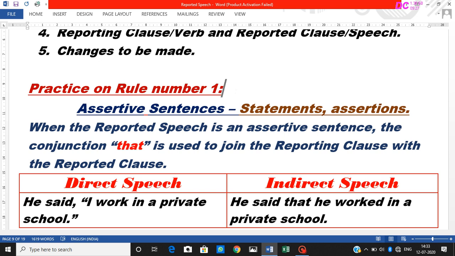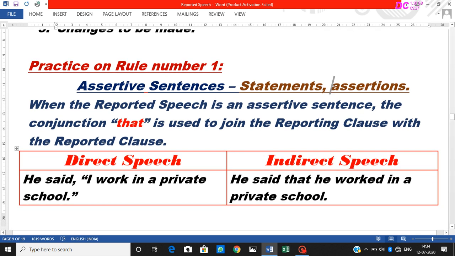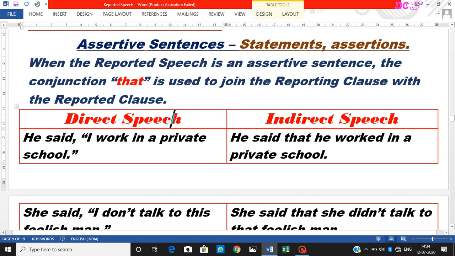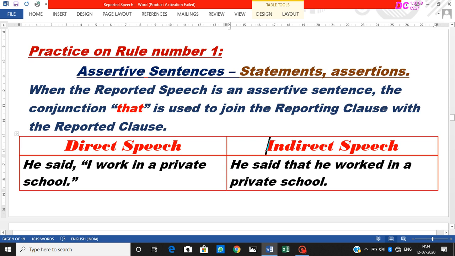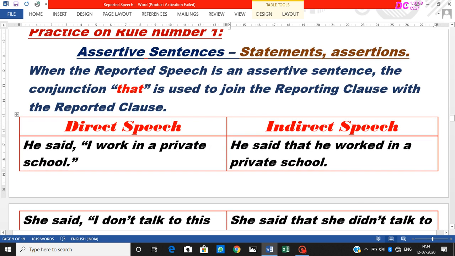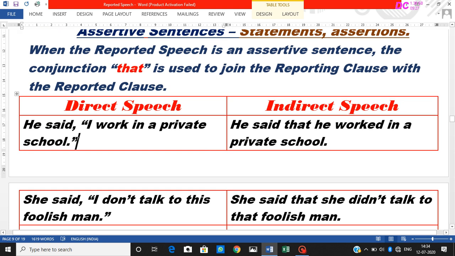So let the sentence in the reported speech be an assertive sentence, a statement or an assertion. When the reported speech is an assertive sentence, to join the reporting clause with the reported clause in indirect speech, we need a special conjunction, and that is "that". We have to introduce that conjunction if the reported speech is an assertive sentence. Now we will practice direct and indirect speech under rule number one, under the umbrella of assertive sentences, and learn how we can change a direct speech sentence into an indirect one.